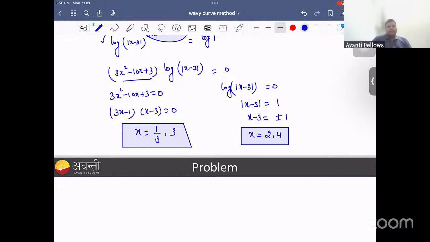Got it? So answer is 1 by 3, 3, 2 and 4. Got it? So this is all about the properties of log, and just go through them again and again and again. This is important.